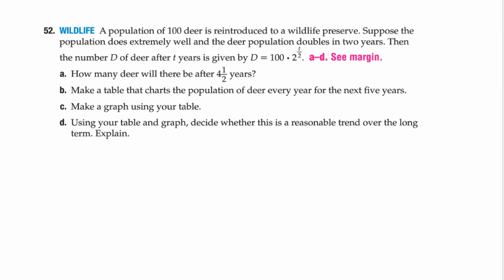Last one. A population of 100 deer is reintroduced into a wildlife preserve. Suppose the population does extremely well and the deer population doubles in 2 years. Then the number of deer, D, after T years is given by this formula. So again, we have a formula, and make sure you know what each thing stands for. T is years. D is the number of deer. How many deer will there be after 4.5 years? So that's our T. So all I gotta do for A is plug that in.